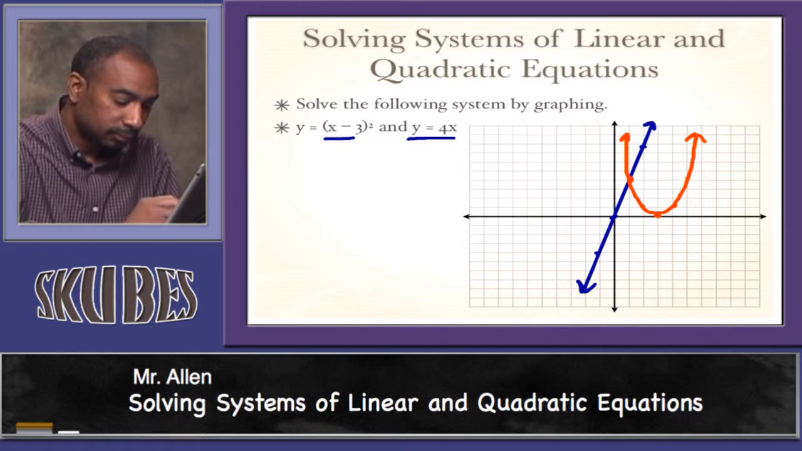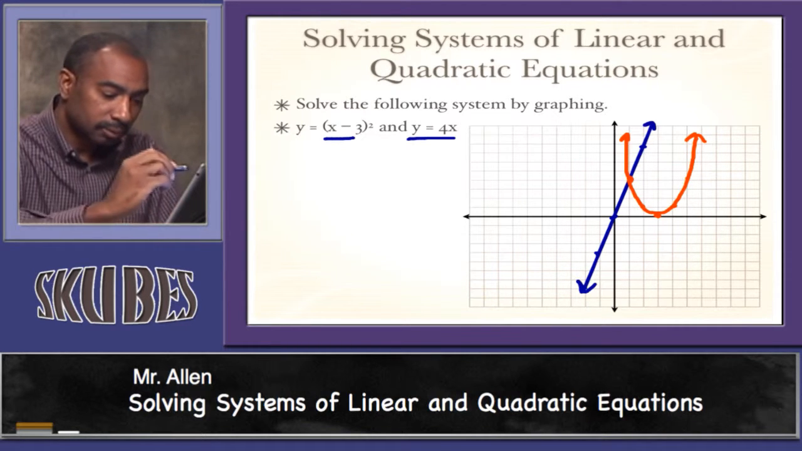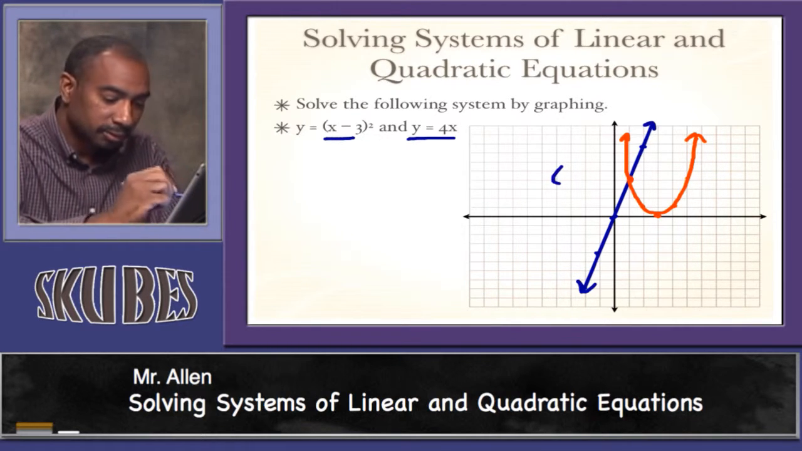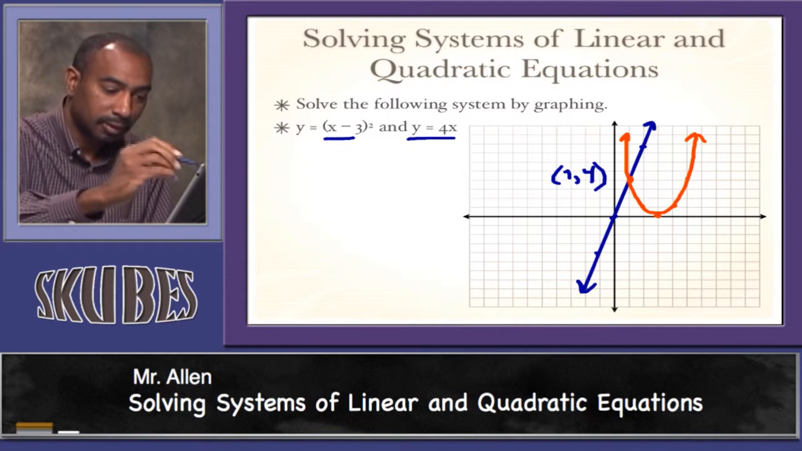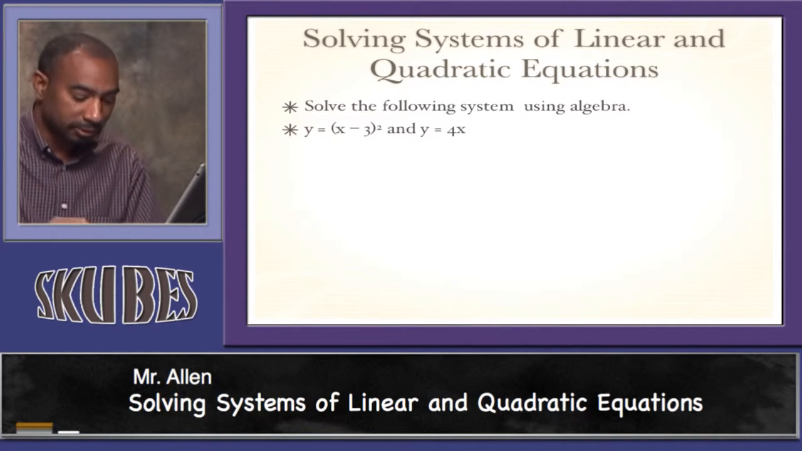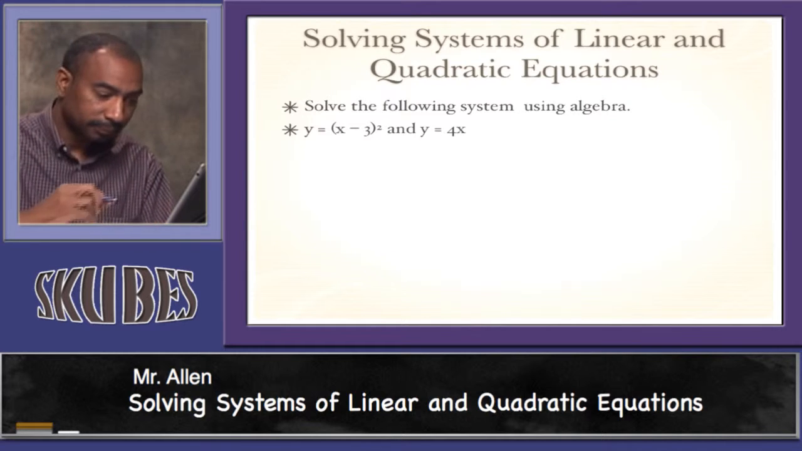So we know this intersection, if you go over 1 and come up 4, is the point of intersection. If you don't have the graph, what you're going to do is this algebraically.